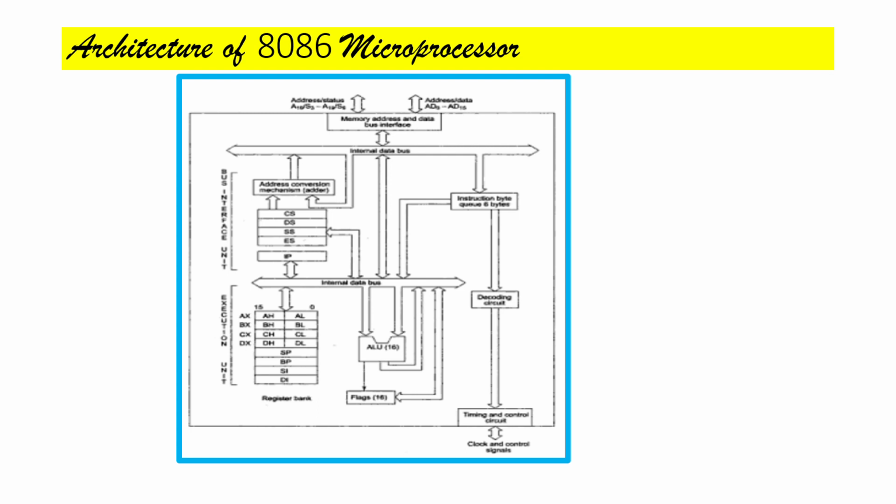So we conclude the architecture in this way: two units, BIU and EU. BIU is for fetching instructions, EU is for decoding and execution of the instruction, and this is the decoding circuit. This is all about the 8086 microprocessor architecture.